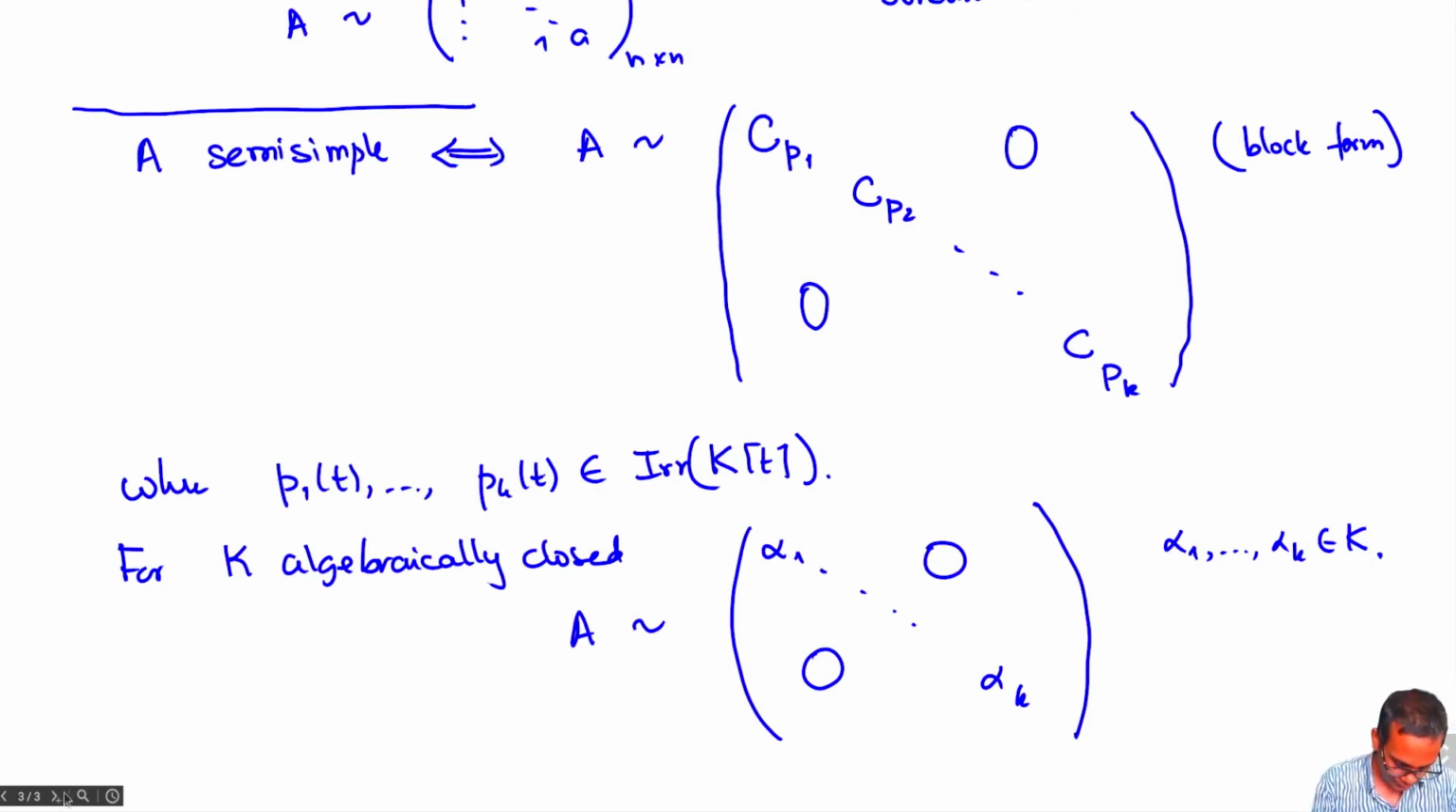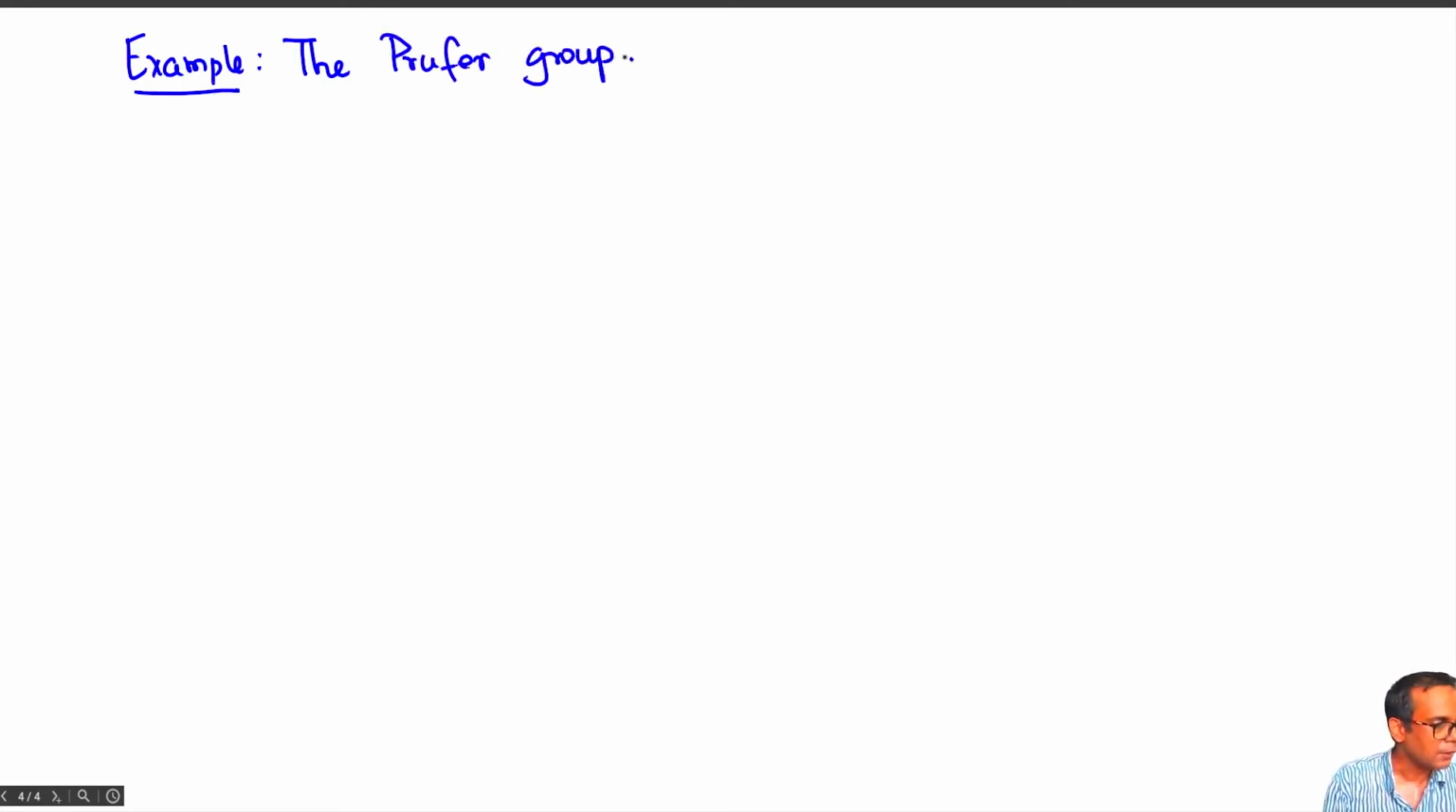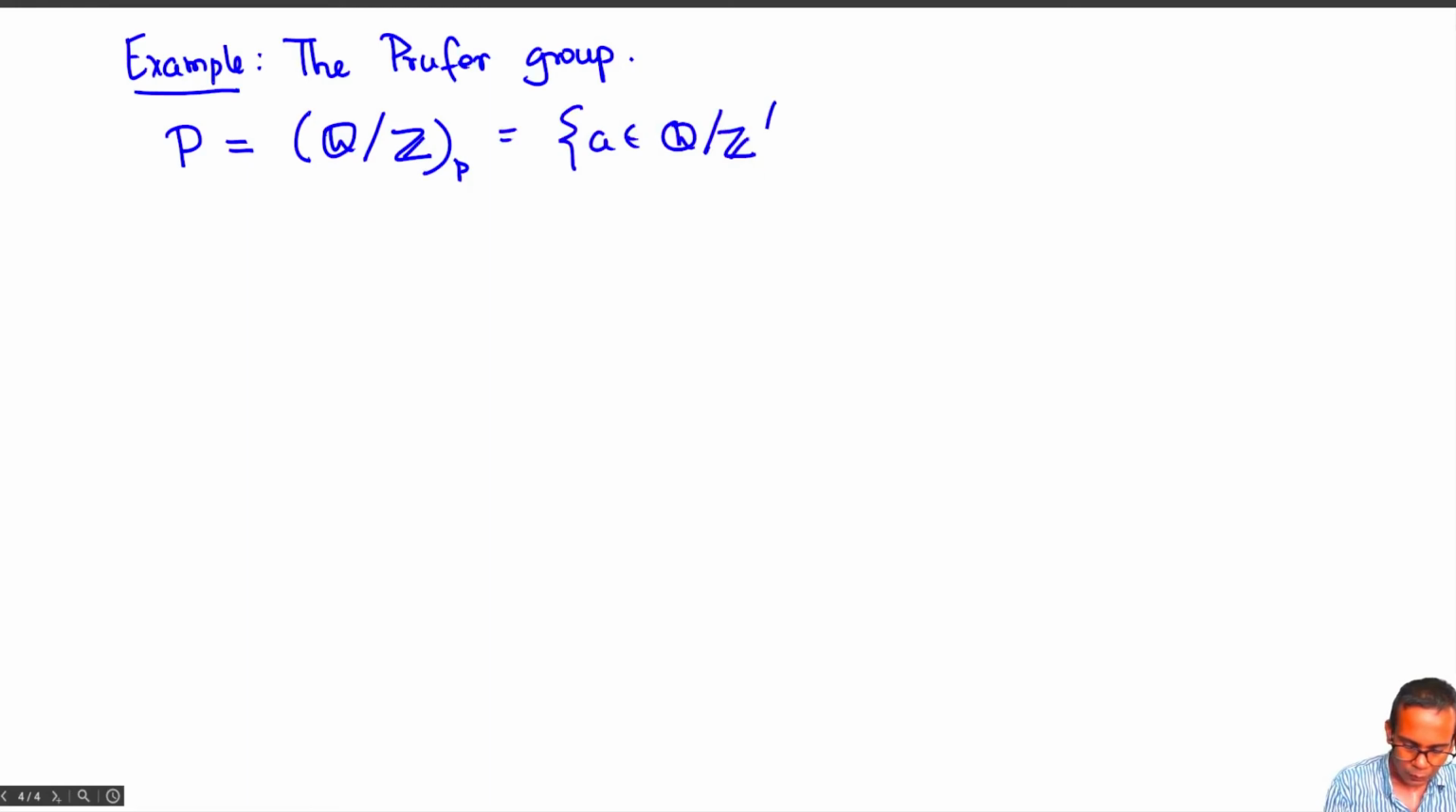Okay, I'll end this session with a very interesting example, which is called the Prüfer group, which we have briefly encountered during one of the lectures. So this is a Z-module, it's an abelian group. The definition of this Prüfer group, which I'll denote by P, is the P-primary part of the group Q mod Z. What is this? These are those elements of Q mod Z which are killed by some power of P.